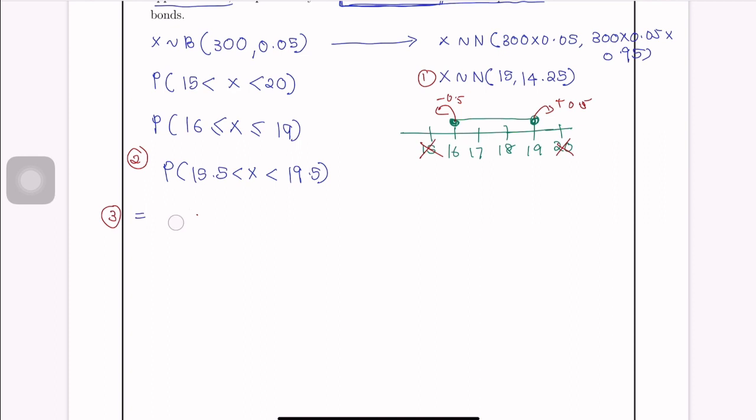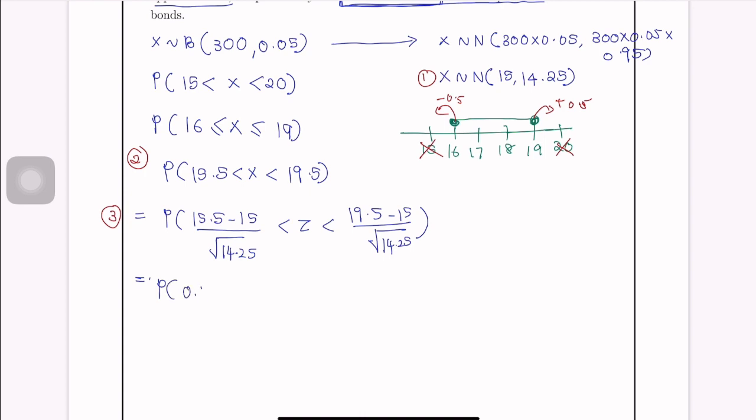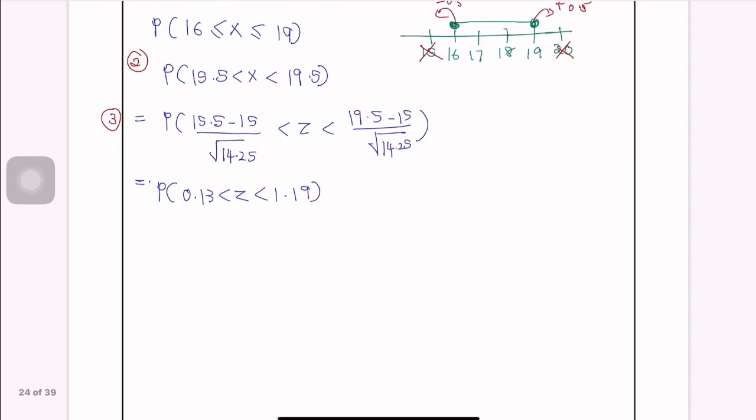So the probability: Z between 15.5 minus mean over standard deviation, so root 14.25, and 19.5 minus mean over root 14.25. So here we have Z between 0.13 and 1.19. Now draw the bell-shaped curve. So this one is 0, 0.13, 1.19. So we want this area.